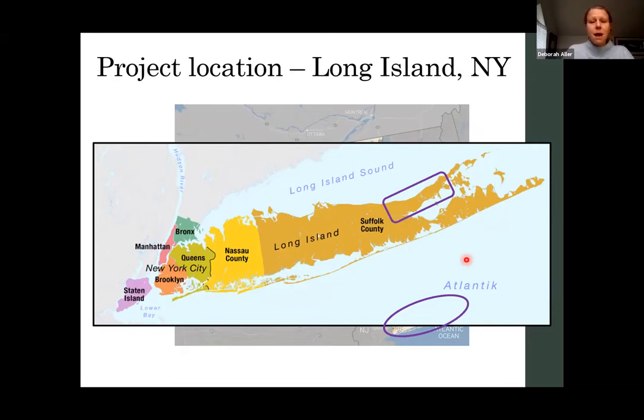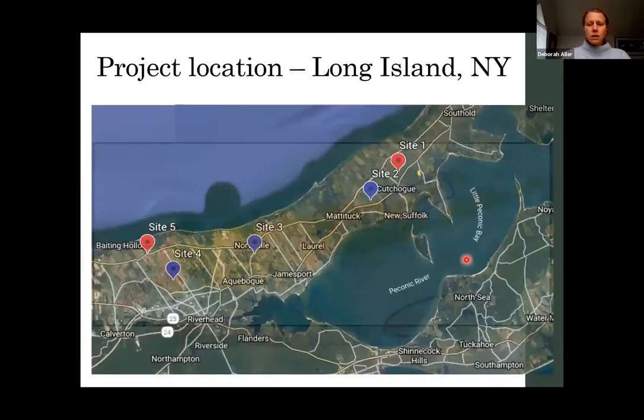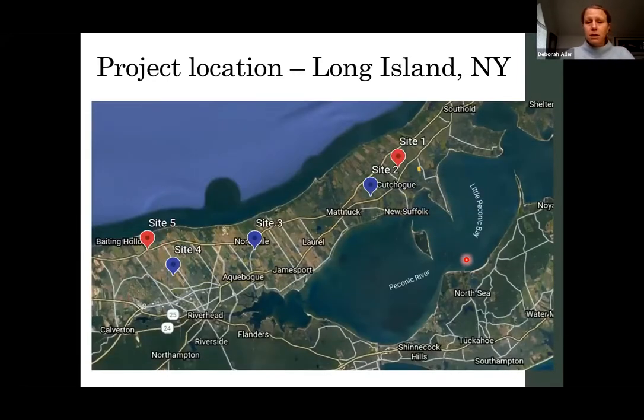So it's very high value agricultural production on the East End. We're about 60 miles east of New York City, so we have a lot of high value markets, including the Hamptons and places in the city as well. This is an aerial view of our study site in the 5 different locations. This is done at 4 cooperating farms, and site 5 is the Cornell University Long Island Horticulture Research and Extension Center.